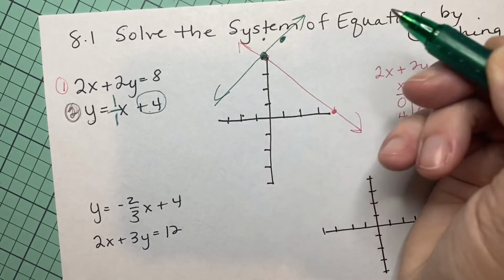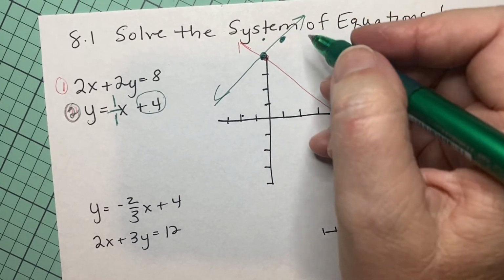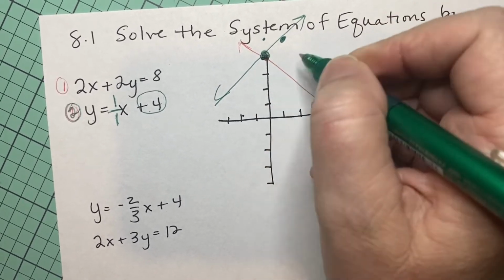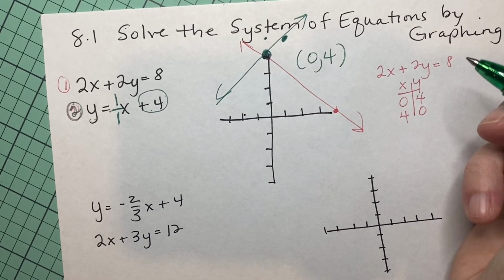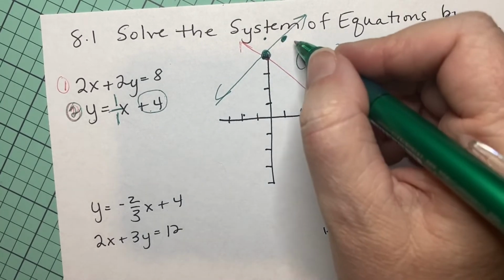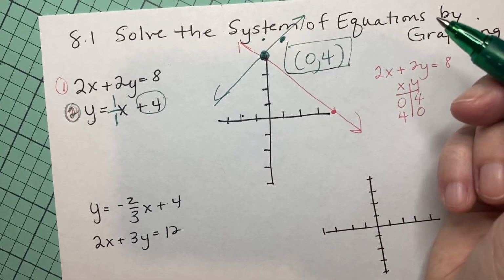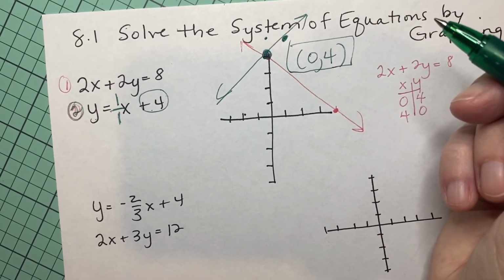So where they intersect is your answer. So they intersect at this point 0, 4, and so that is your answer. So you draw the 2 lines and where they intersect is your answer.